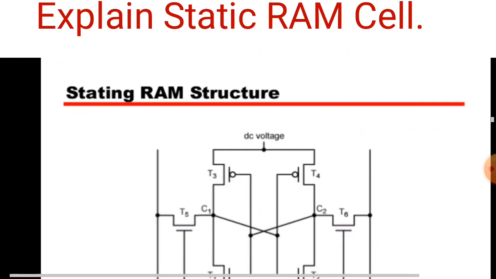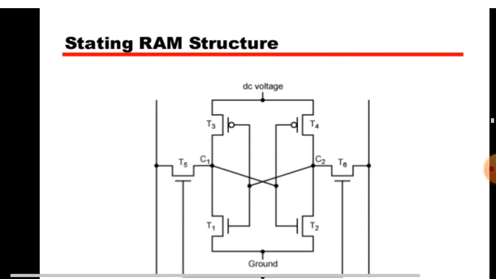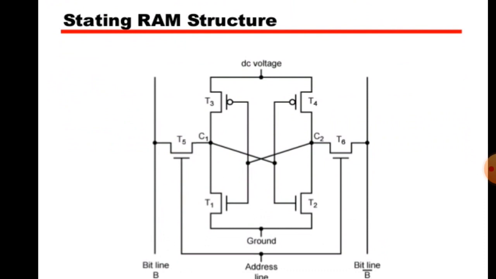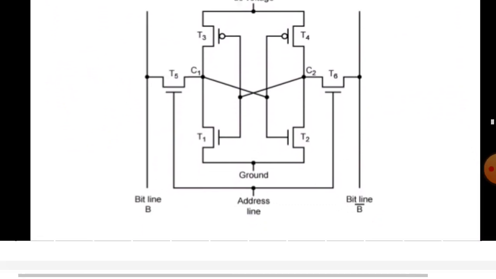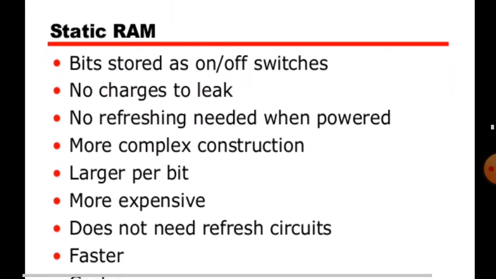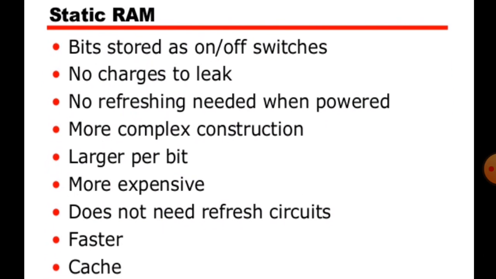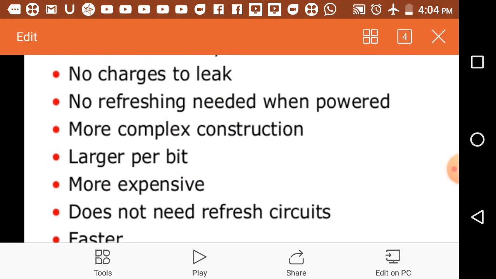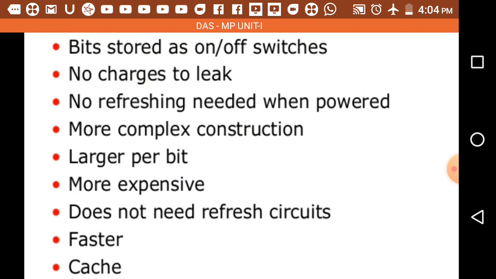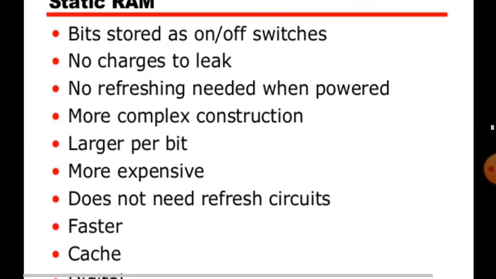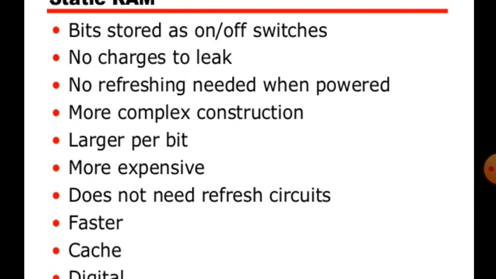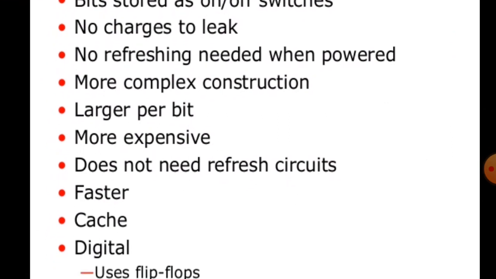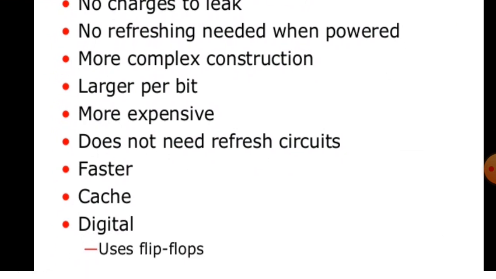Then explain static RAM cell. You are seeing in this slide the static RAM cell and how it works, or what the functions of this are. Bits are stored as on-off switches, no charges to leak, no refreshing needed when powered, more complex construction, larger per bit, more expensive, does not need a refresh circuit, faster, used in cache, digital, uses flip-flops.